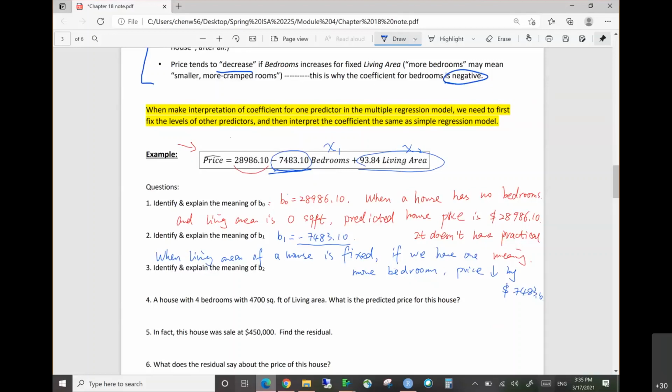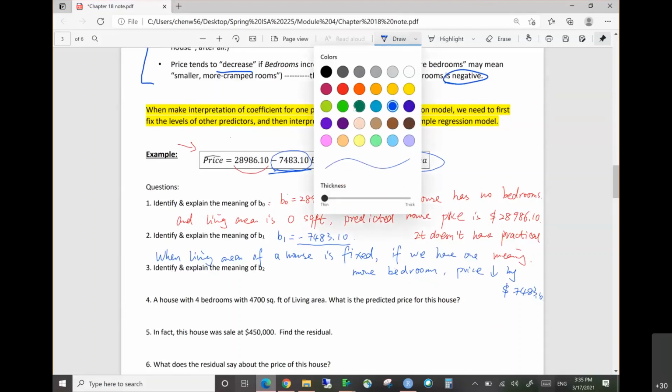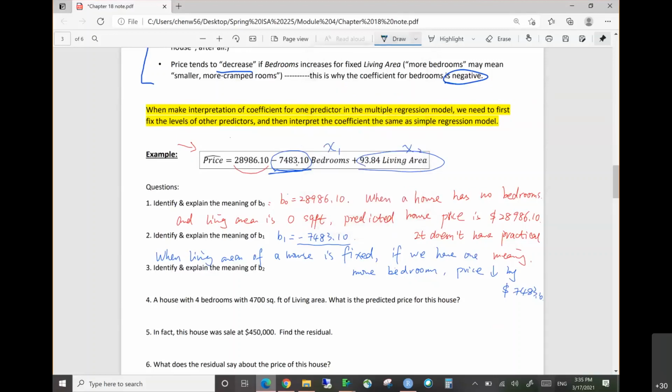All right, try one more. Right, so what about B2? We say B2 is the coefficient for x2, right? So B2 would be 93.84. Right, how can you interpret this B2?